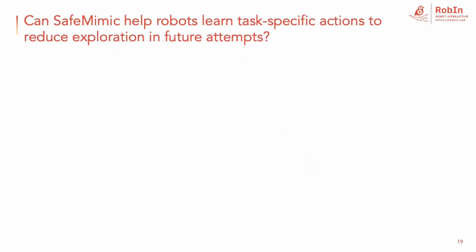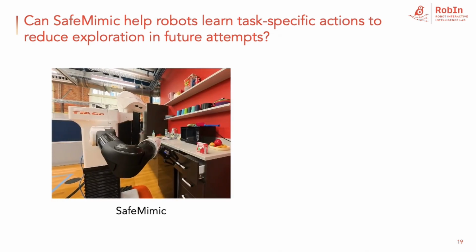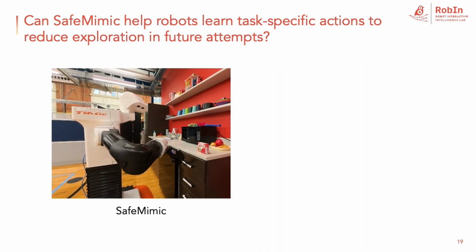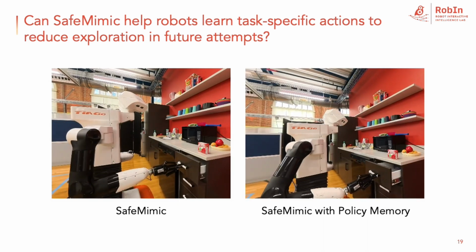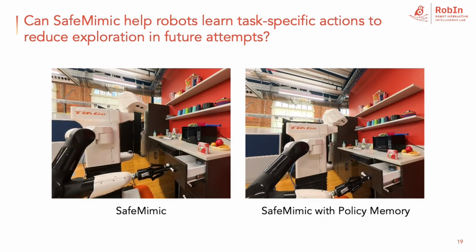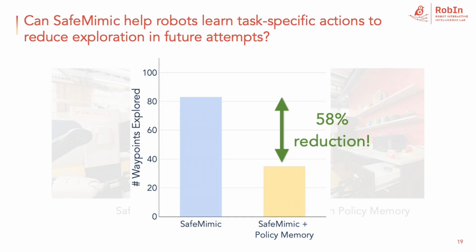We also test if the policy memory helps to reduce future explorations by learning task-specific actions. Without the policy memory module, the robot tries to open the drawer in the same manner as the human. However, this strategy leads to the robot reaching joint limits, and it takes much longer time to refine the action. Whereas with the policy memory, the robot predicts its grasping strategy that works better for its embodiment and opens the drawer in fewer exploration steps. SafeMimic with policy memory reduces the number of exploration steps by 58% on average.